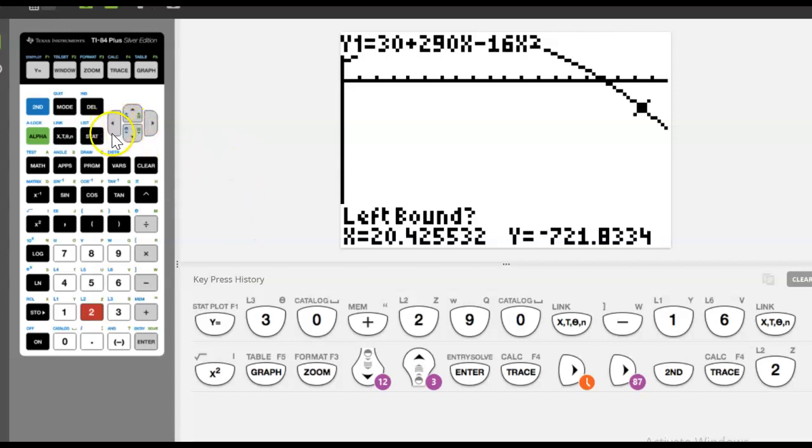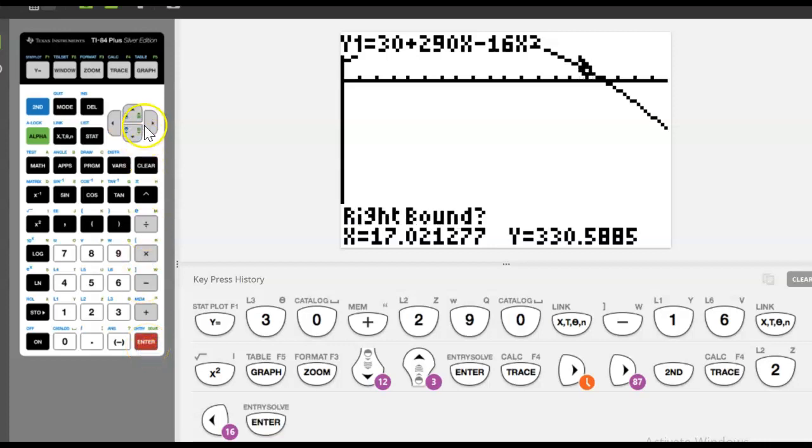All right. So we're going to come over to the left by using the left arrow key. And left means the left side of where you think the root, the 0 is. So we go to the left by using the left arrow key, press enter. And now we're going to go to the right of where we think the 0 is by using the right arrow key and press enter.